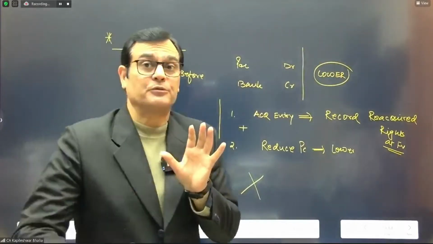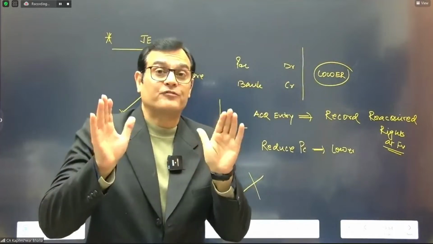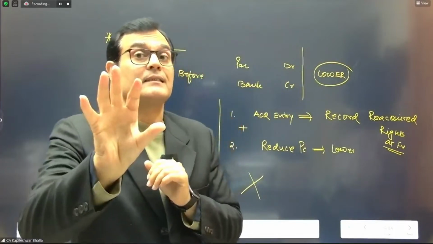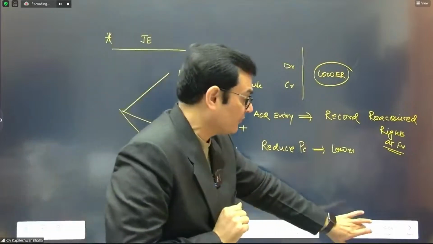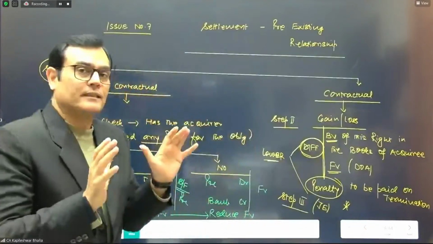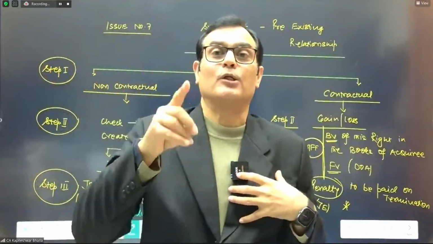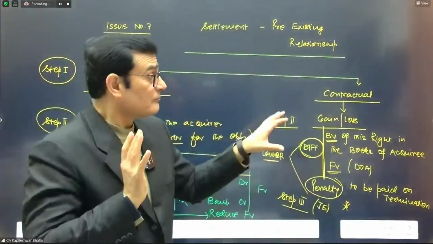Now, I will take you back to illustration number 20, but let's first understand this contractual relationship once again. Let's understand the logic first of all. Now hear my story, and you will get the logic. Then I'll go to illustration 20.